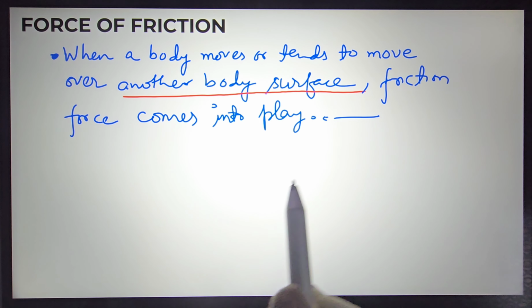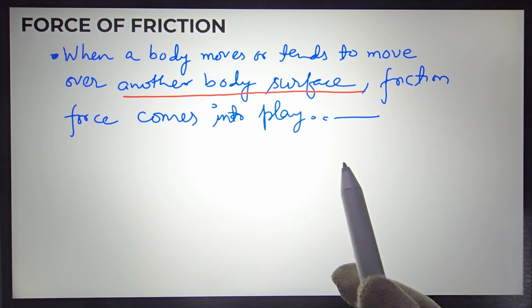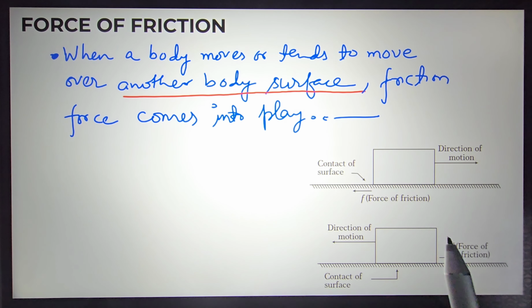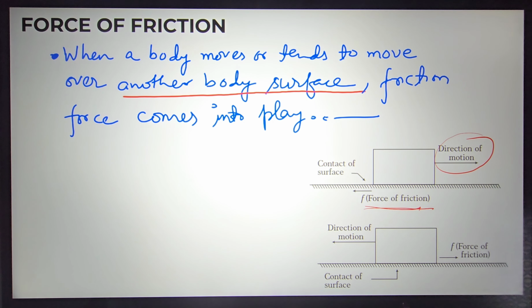Okay. Now see, first of all, what is force of friction? The simple definition is: whenever a body moves or tends to move over another body's surface, friction force comes into play. That means a force comes into play which acts parallel to the surface of contact and opposes the relative motion. Just see these two block diagrams, in which I am showing two directions of forces. This is the force of friction as per the direction of motion. Okay, this is just opposite. And in the second diagram, this is the force of friction in the forward direction whenever we are applying the direction of motion from right to left. Okay, so these are two block diagrams.